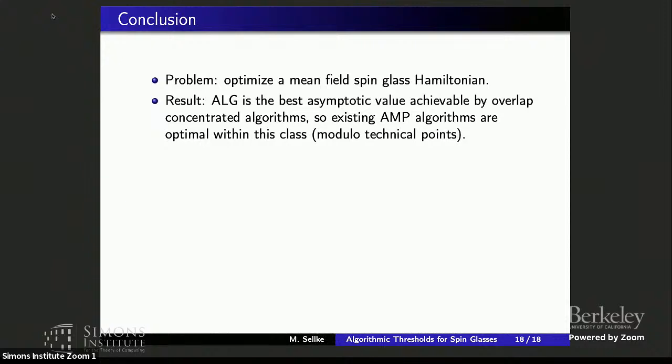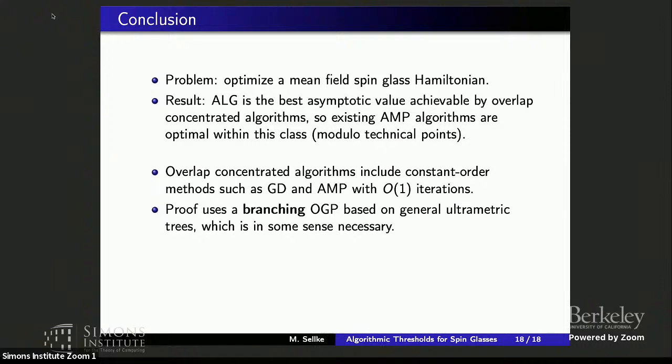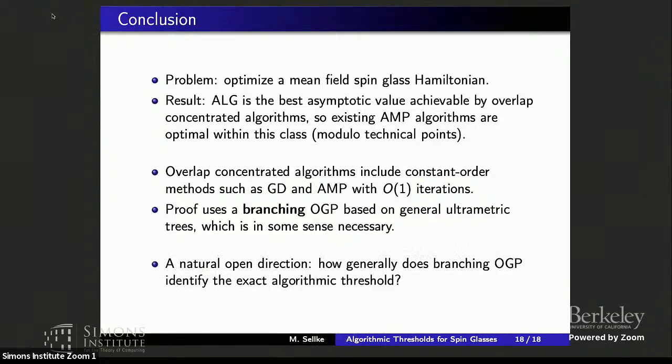Okay, let me just conclude now. We looked at the problem of optimizing a mean field spin glass Hamiltonian, and we showed that this alg value is the best asymptotic value achievable by a certain class of algorithms that we're calling overlap concentration. These algorithms include constant number of iterations of gradient descent and AMP, and the proof uses a branching version of the overlap gap property based on general ultrametric trees, which is in some sense necessary. A natural open direction I'm very excited about is to see if this kind of branching OGP can identify the exact algorithmic threshold for more general problems, because this connection seems like it could be very general.